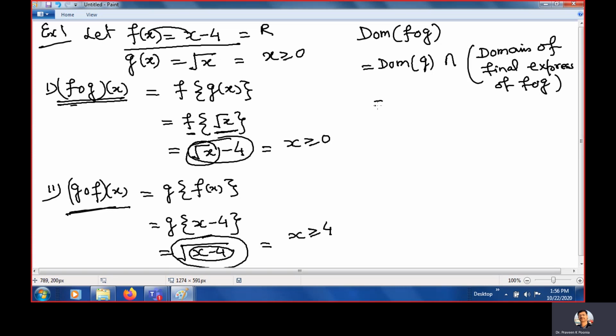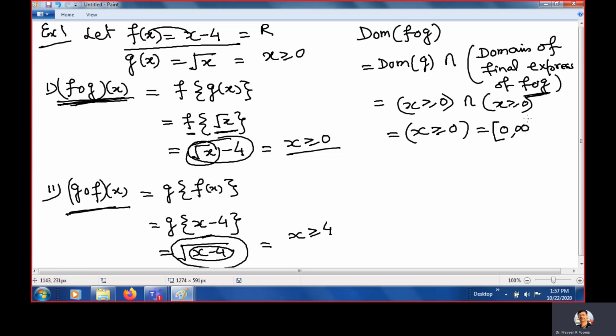Now if we put the values here, what is the domain of G? It is x greater than or equal to 0. Intersection. What is the domain of the final expression of F composition G? So the domain is the same, x greater than or equal to 0. And I told you in the previous slide that the intersection of two same sets is the same, no change. So x is greater than or equal to 0, and this may be written as 0, infinity. This is number 3, domain of F composition G.